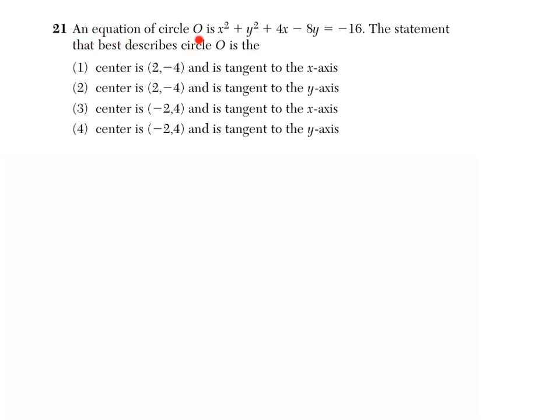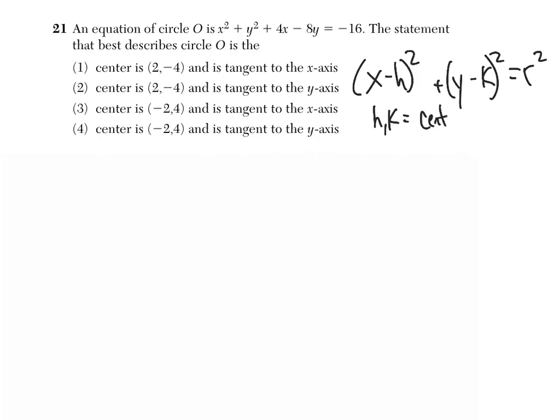It says, the equation of the circle O is this equation right here, and the statement that best describes circle O is what? It asks us to identify the center and determine if it's tangent to either the x or the y-axis. So the first thing I'm going to do is write the equation of a circle, which we remember is (x minus h) squared plus (y minus k) squared equals r squared. We recall that (h, k) is the center of the circle, right?